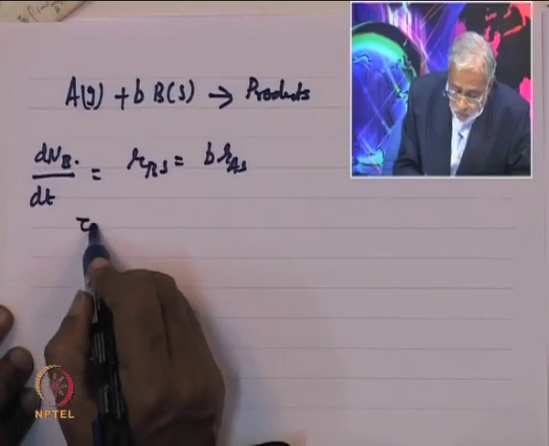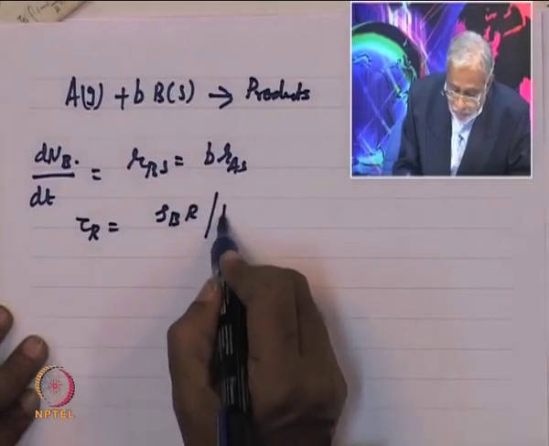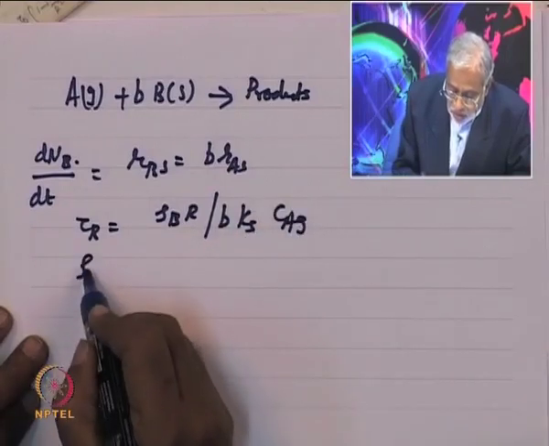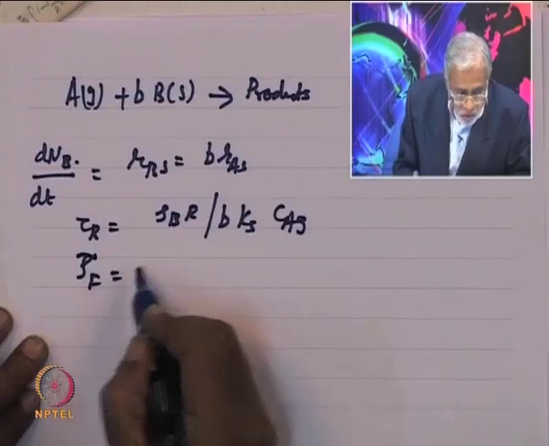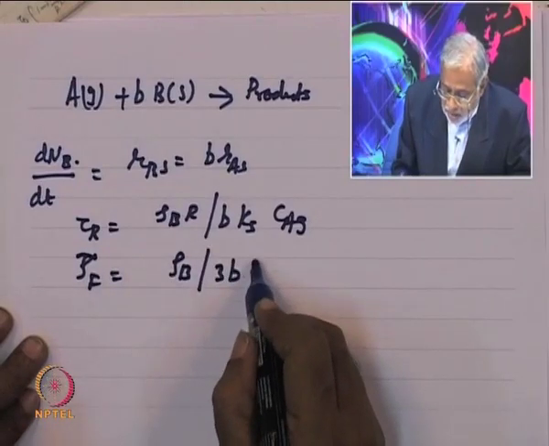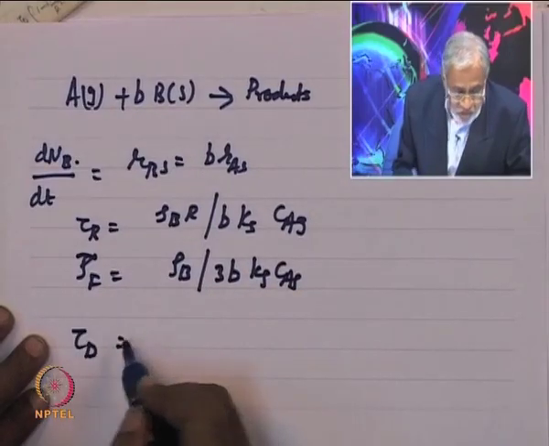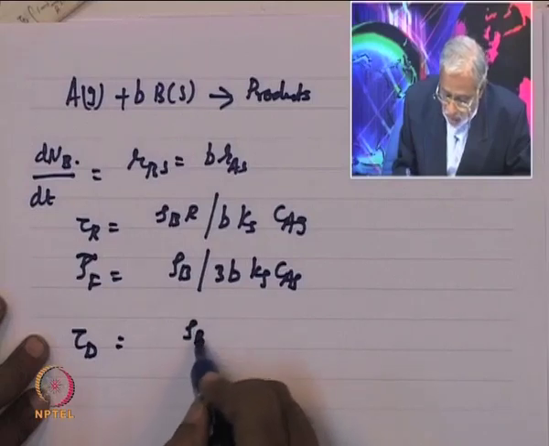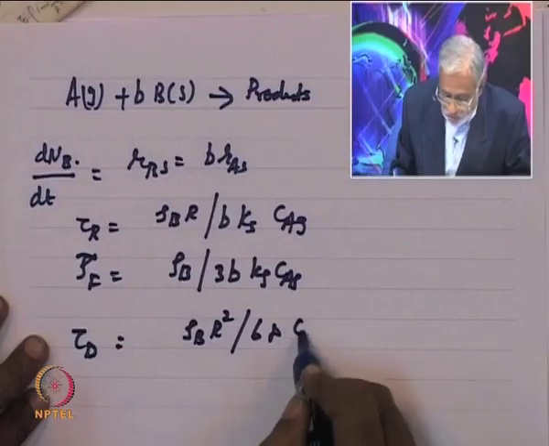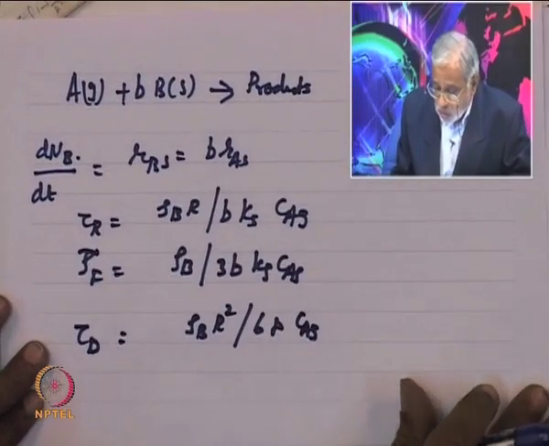Now, we know from what we have done that tau for reaction is rho B R divided by B times K S C A G. We know that tau for film diffusion is rho B R divided by 3 times B K G C A G. Now, tau for ash diffusion, we have just now derived, which is rho B R squared divided by 6 D C A G, or C A 0, whichever you mean. This is what we have so far shown.